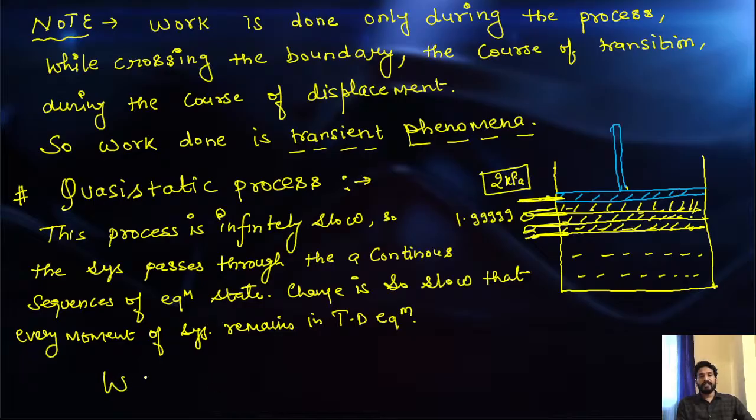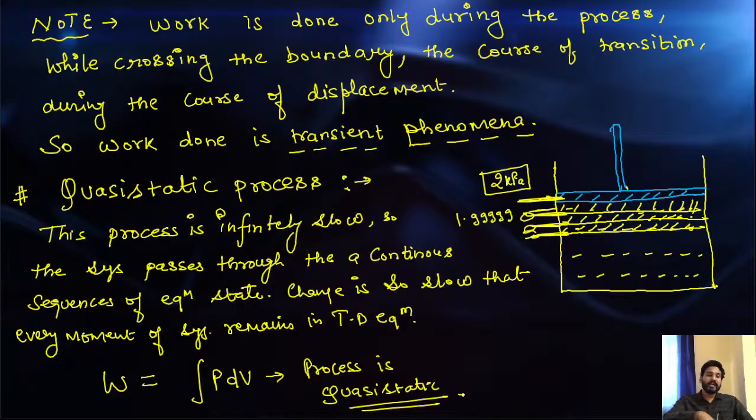So whenever we calculate the work done, W is equal to PdV, this formula is basically valid when the process is quasi-static. Quasi-static means at every point you can define the pressure. Is it clear to you or not? Right? So in the given question there is no need to tell you that this process is quasi-static. Right? There is no need to tell you.